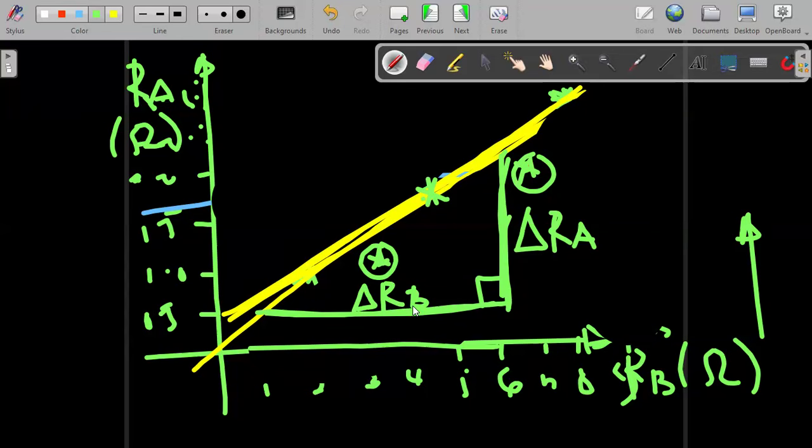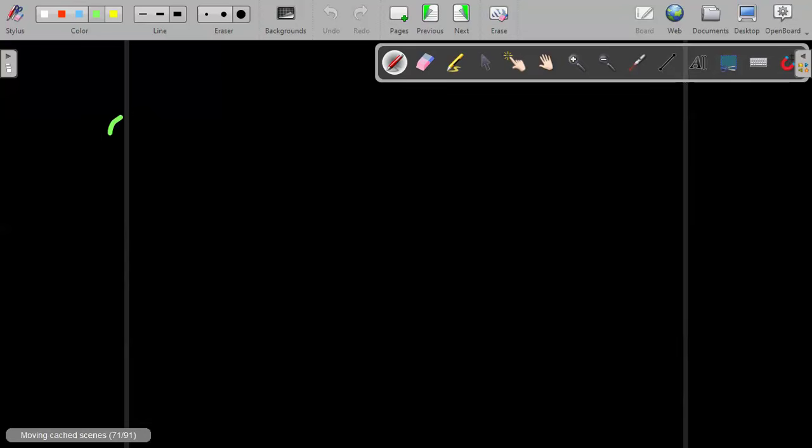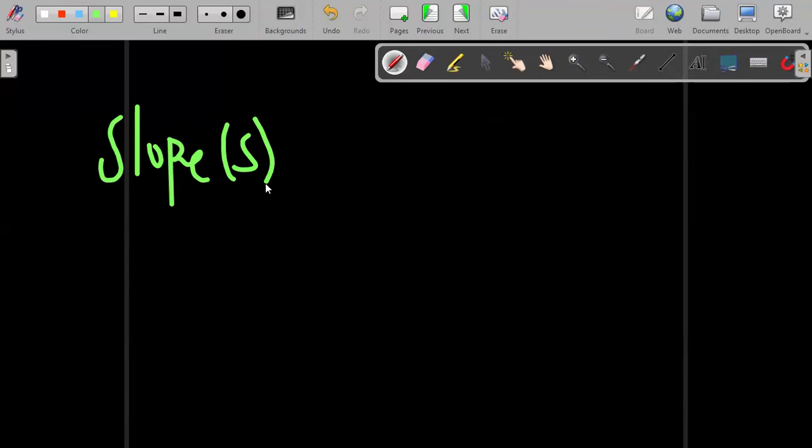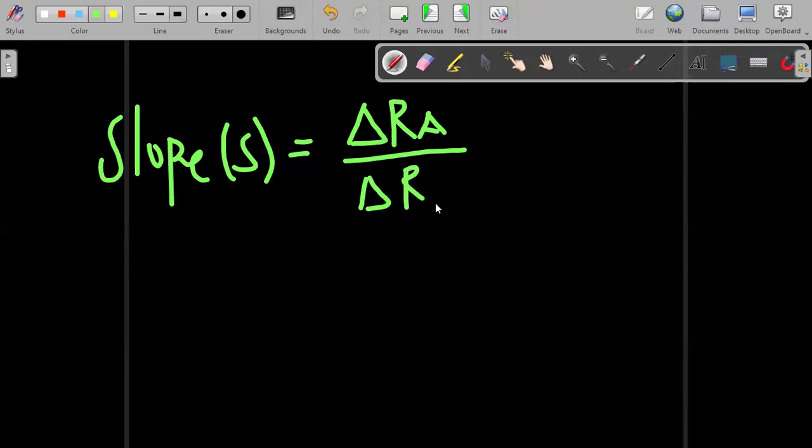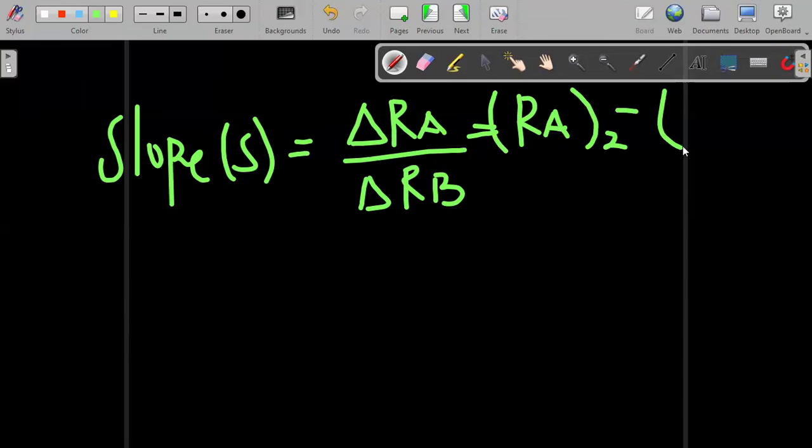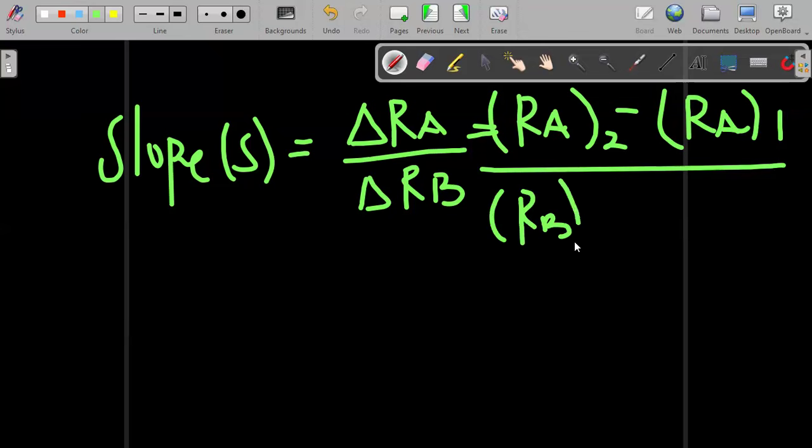So this is how you now calculate your slope. Slope is often called x. You write it as vertical over horizontal, which is delta ROA over delta ROB. So it becomes ROA2, the second value, minus ROA1, the first value, over ROB2, the second value, minus ROB1, the first value.